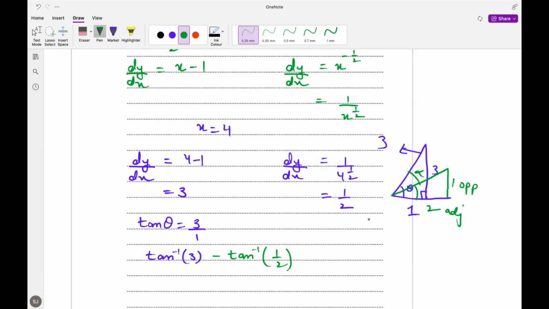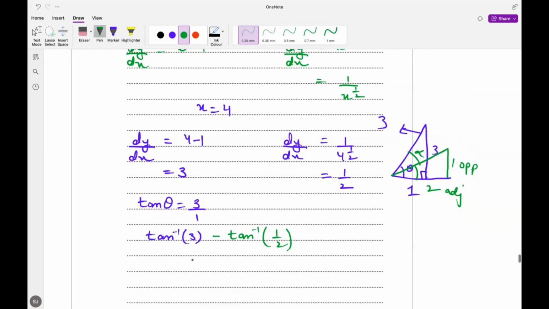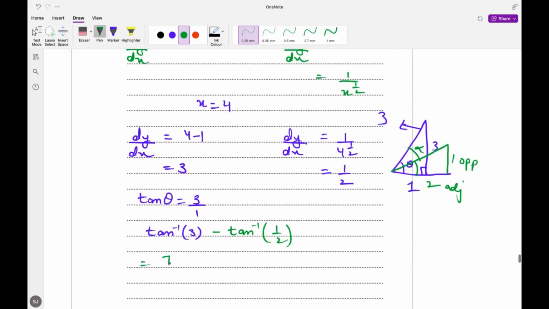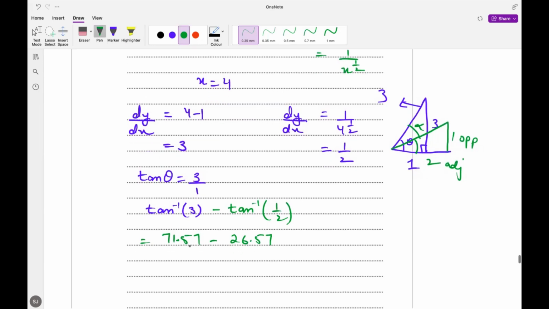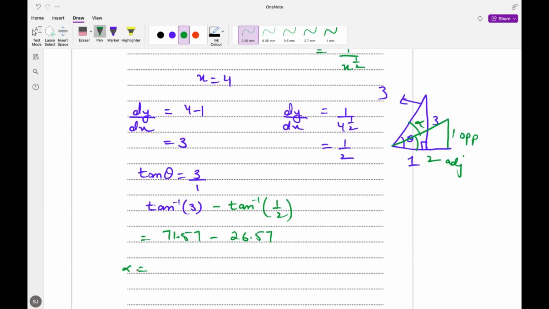And once we find these angles, we'll subtract them to find the angle alpha. So tan inverse of 3 is 71.57, minus tan inverse of 1 upon 2, which is 26.57. Subtracting the two angles, the angle alpha will be equal to 45 degrees.